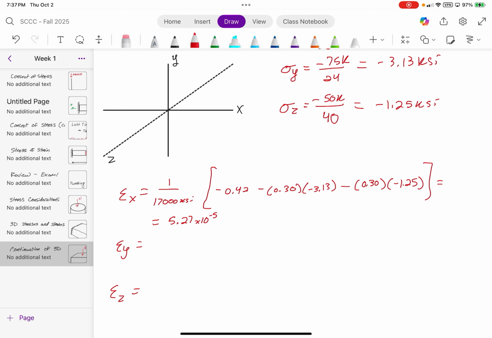And that was negative or positive? 1 over E numbers. Positive. What do you guys notice? It's a positive value.